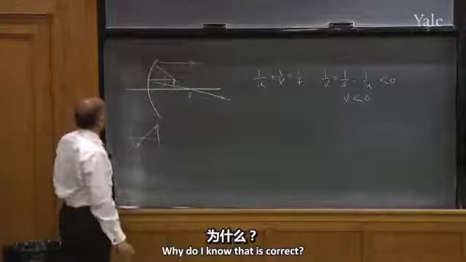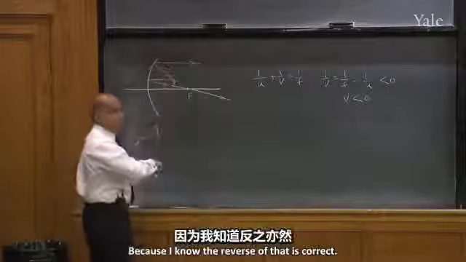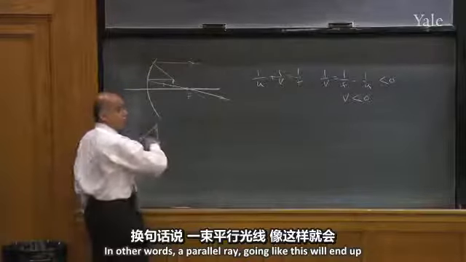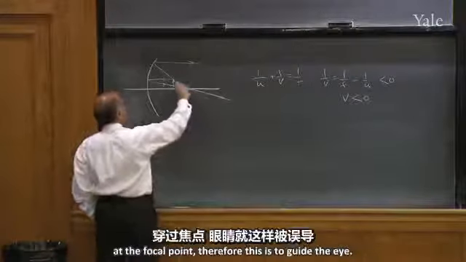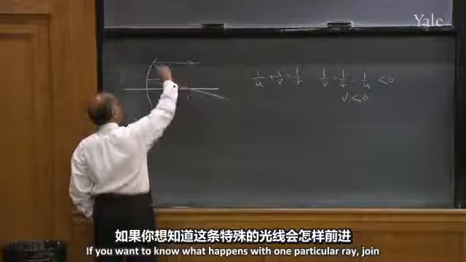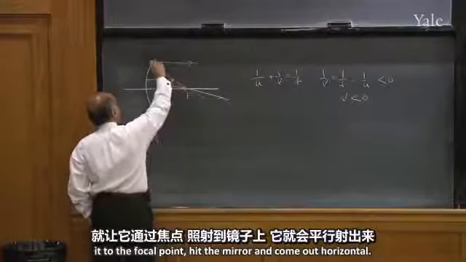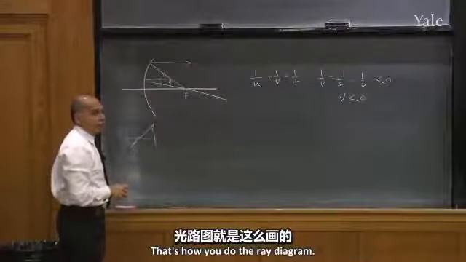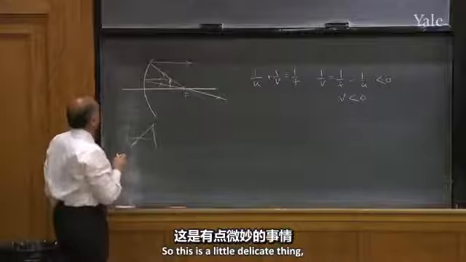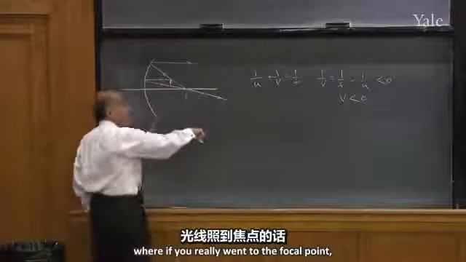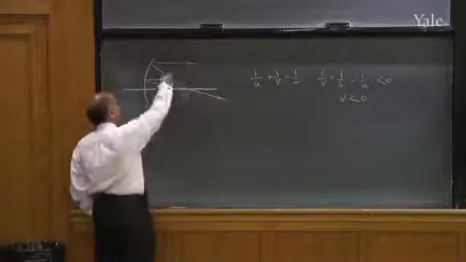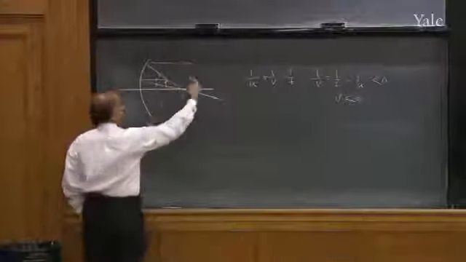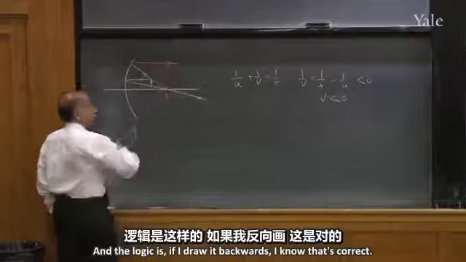Why do I know that is correct? Because I know the reverse of that is correct. In other words, a parallel ray going like this will end up at the focal point. Therefore, this is to guide the eye. If you want to know what happens with one particular ray, join it to the focal point, hit the mirror, and come out horizontal. That's how you do the ray diagram. So this is a little delicate thing, where if you really went to the focal point, you never hit the mirror. You do that to get the direction, but you continue the other way, and you come out parallel. And the logic is, if I draw it backwards, I know that's correct.